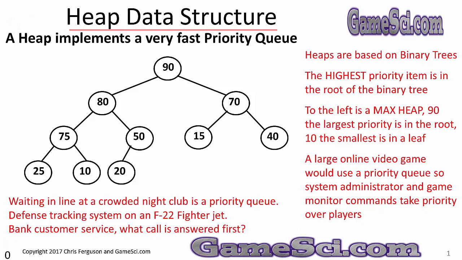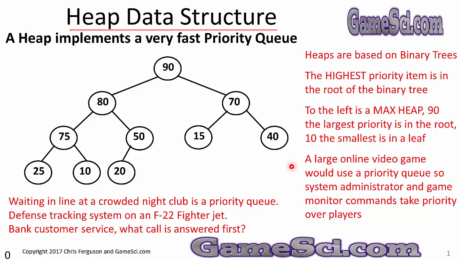Heap data structure. Heaps are based on binary trees. The highest priority item is in the root of the binary tree. To the left is a max heap. 90, the highest priority, is in the root. 10, the smallest priority, is in the leaf.